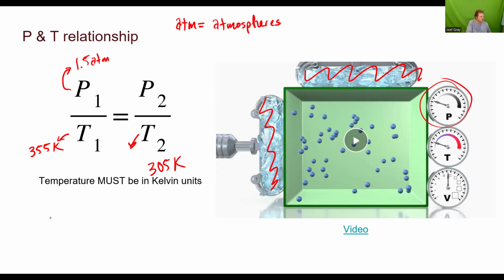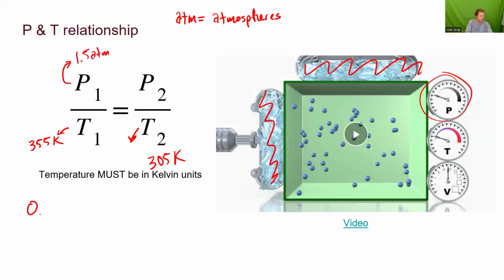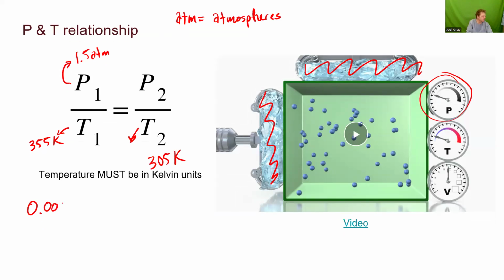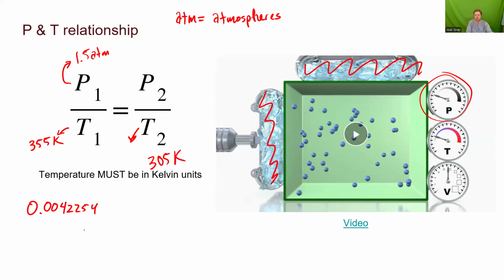That is 0.004225 4. Okay, there's that. That is what I get when I take 1.5 and divide it by 355. Great. Okay, so now I have 0.004225. And where did these numbers come from? I made them up.